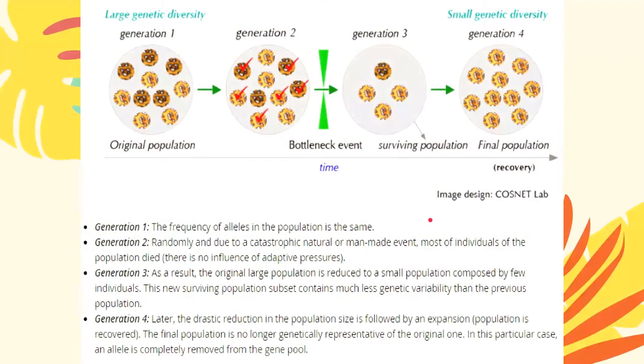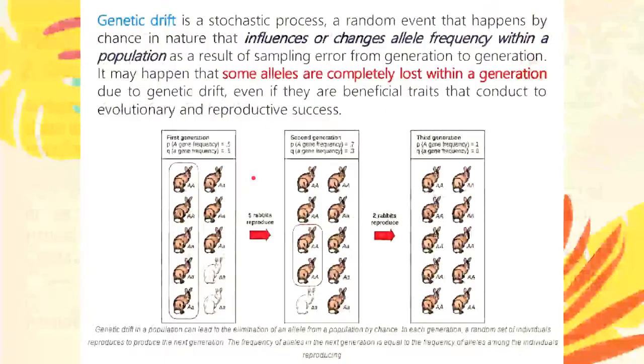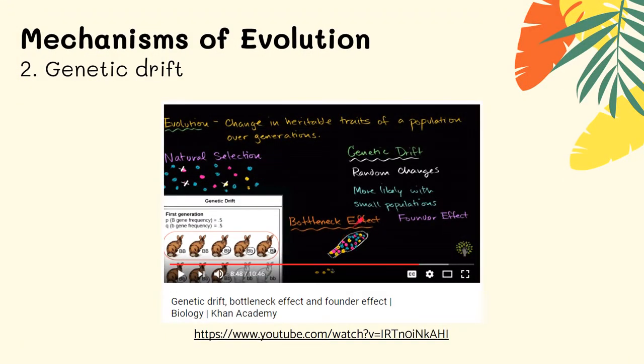Now, why is it called a bottleneck? For sure you've seen a bottle. Here we have a wider part of the bottle, and then around its neck you have a smaller part of the bottle. So it narrows the survivors in a population.